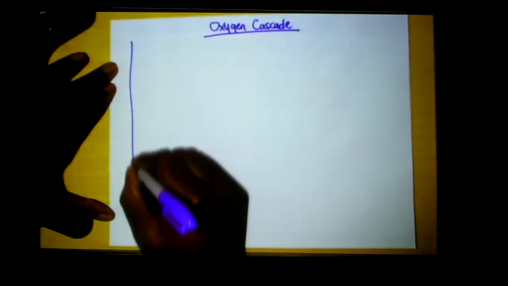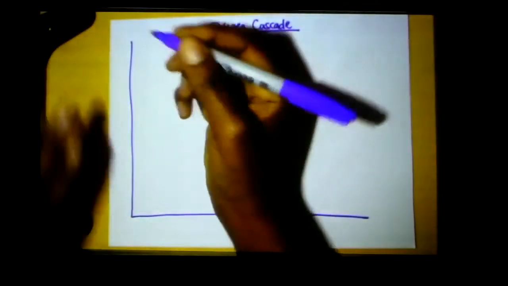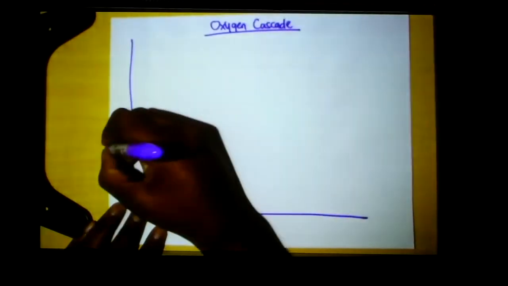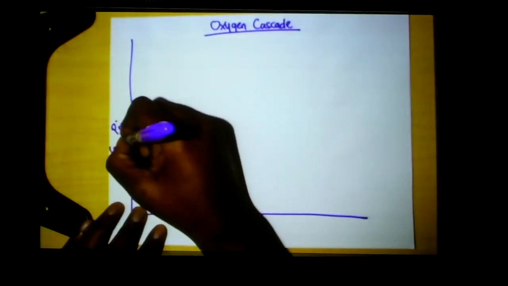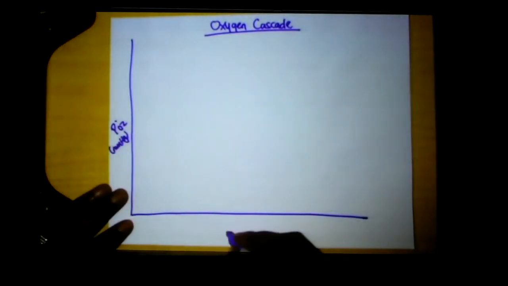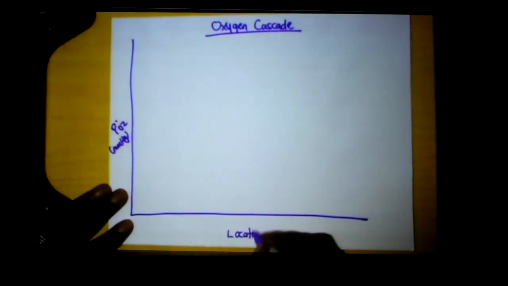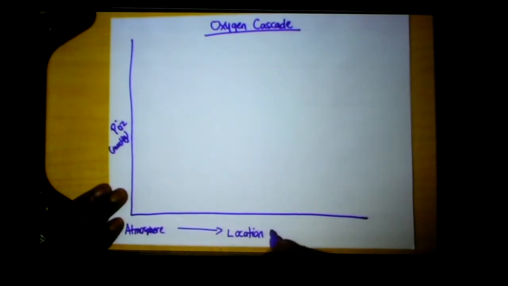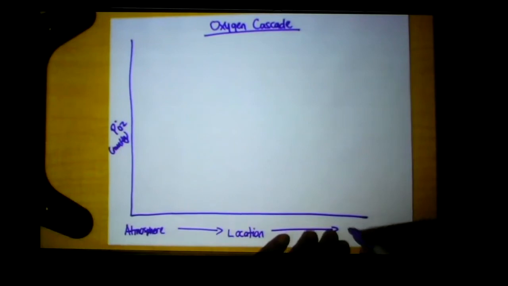We're looking at the oxygen cascade, basically how oxygen partial pressure changes throughout the vasculature. And we're looking at pressure here in millimeters of mercury. And then at the bottom here, we're looking at the location, so what area of the vasculature we're speaking about. So we can go from the atmosphere on the left to the mitochondria, which is the final destination of oxygen.